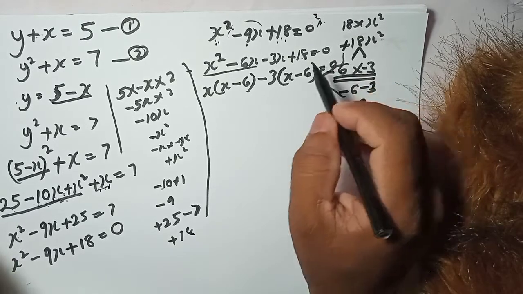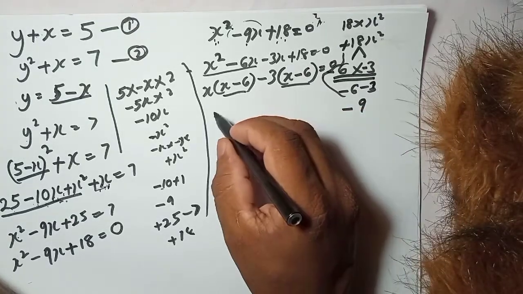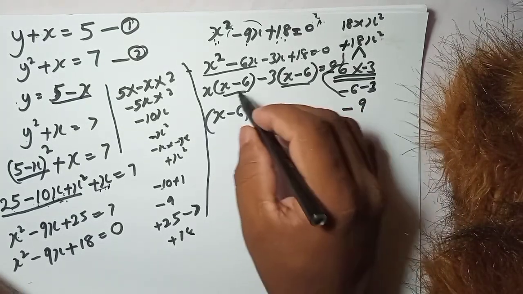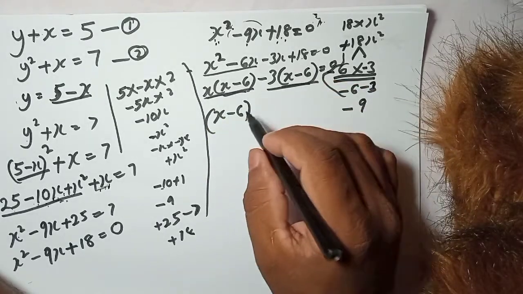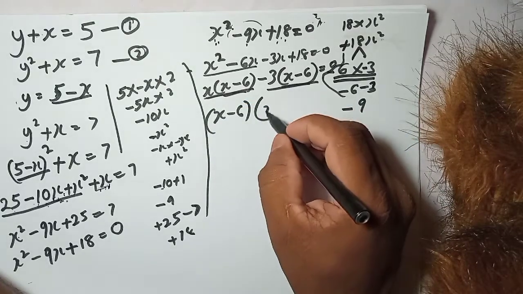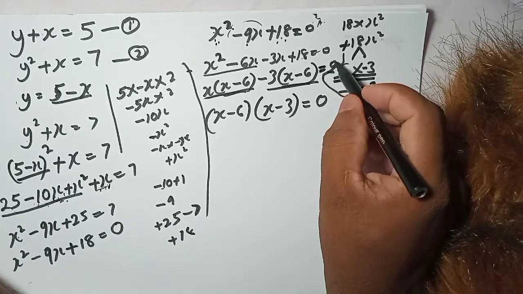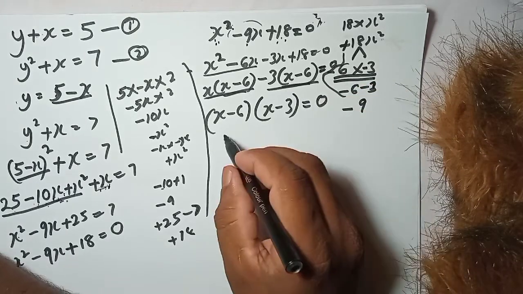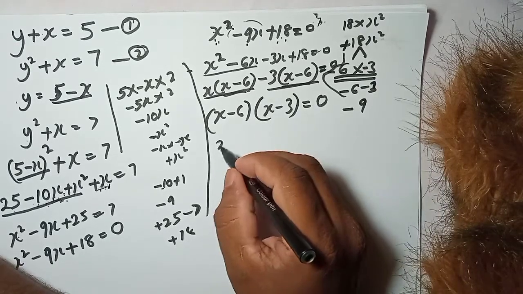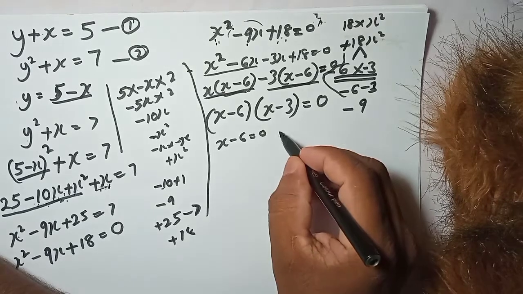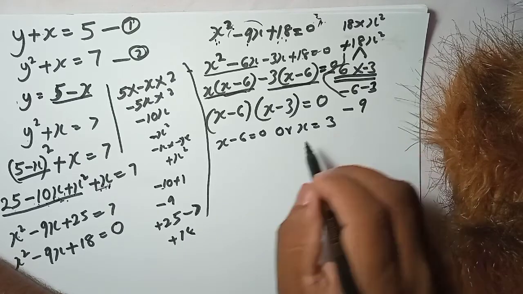Then what is the answer? Now this and this are common, so you can write x minus 6. When you consider this as one term, and this as one term, this part is common, so I get that to outside, and here the remainder is x minus 3, and equals 0. Now we can write the answer: this equals 0 or this equals 0. So I will write x minus 6 equals 0 or x equal plus 3.